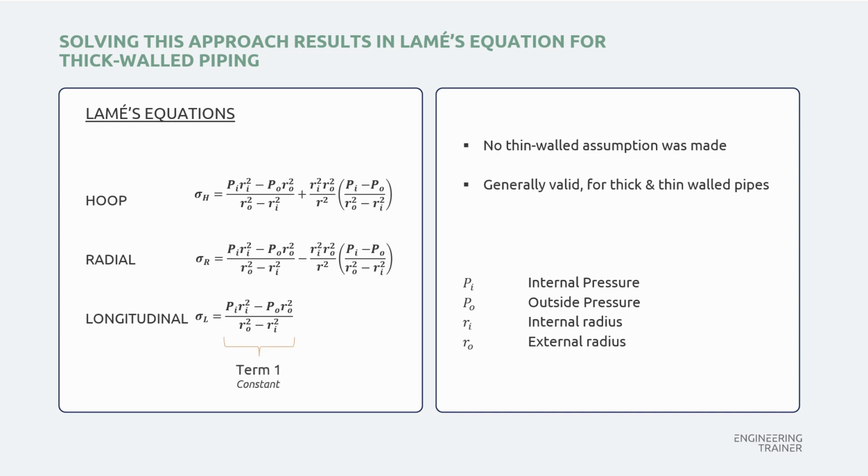They contain a constant term and a term which is variable through the wall, so a function of r. These equations show that the stresses actually vary through the wall, well, at least the hoop and radial stress. This is not the case for the stress in the longitudinal direction. Let's now look at the through-the-wall stress distribution of each of these normal stresses for a pipe in which the internal pressure is higher than the external pressure.